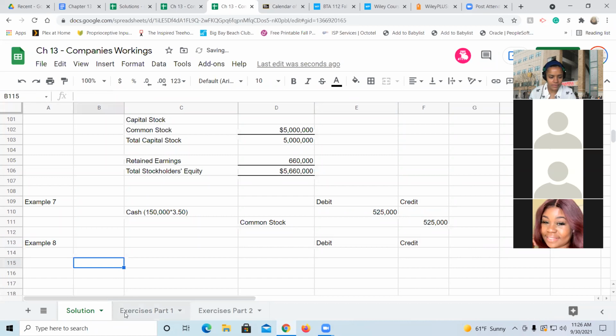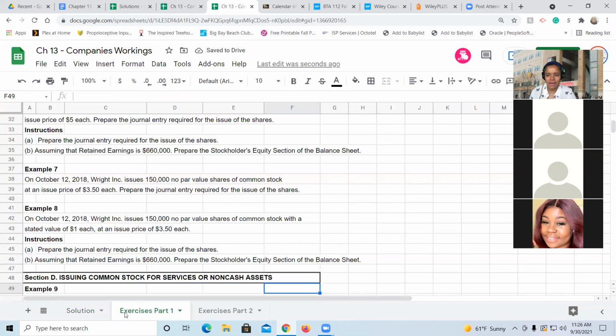People have often contacted me on a question with stated value to say that Wiley is marking this wrong, but it's right. It was just because the account they were using said par value instead of stated value. All right, so watch out for that.